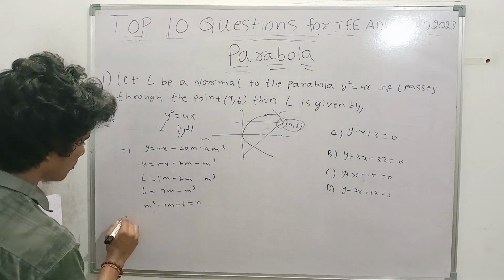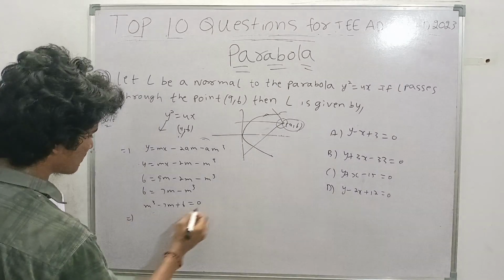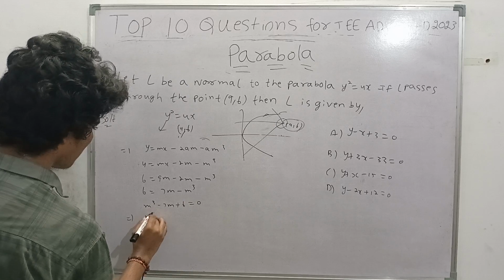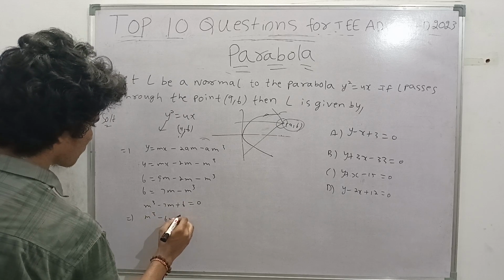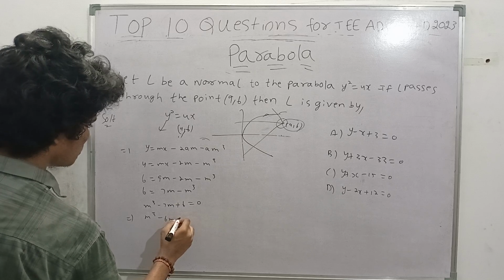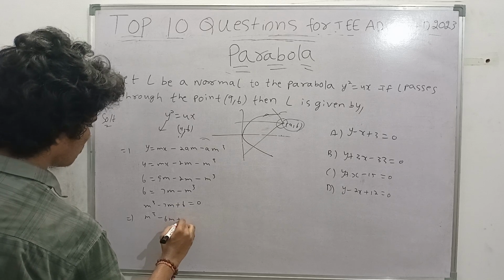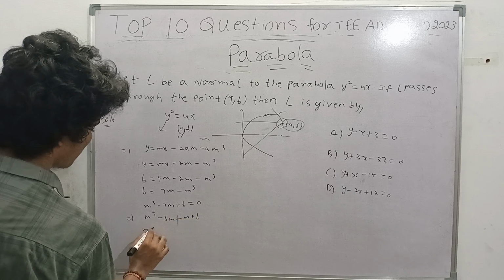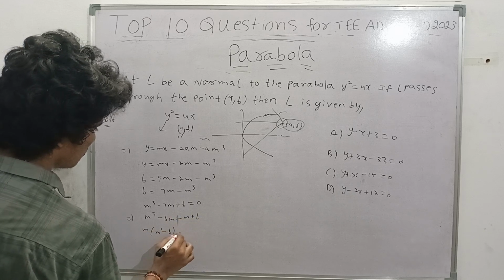Now we have to solve this cubic equation. 6 can be written as minus 6m minus m plus 6. If you take m as common, m square minus 6.